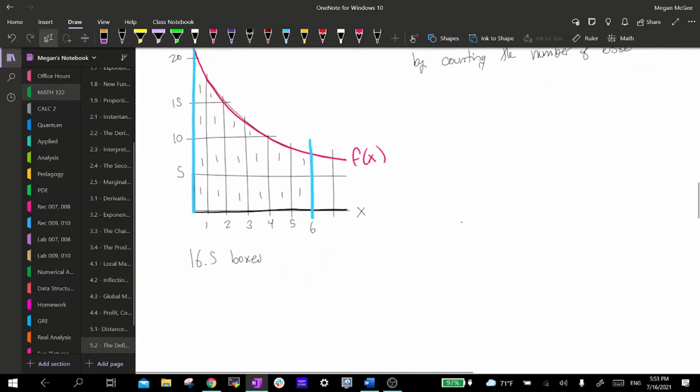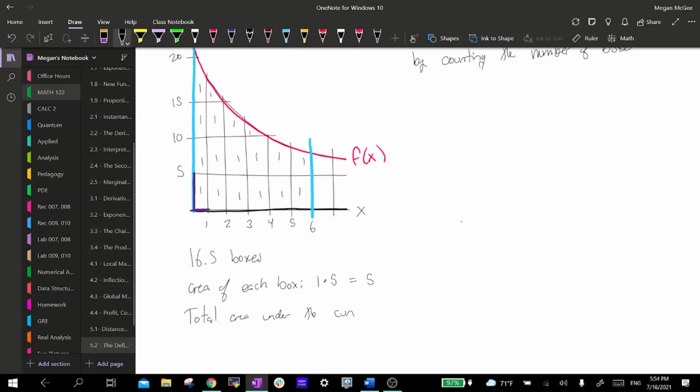Well, we need to know the area of each box. Area of each box, if they were drawn to scale perfectly. Well, that's our length times our width. Let's see, I've got so many colors going on. Let's use purple. Our length times our, in this case, our height. Alright, so we have 1 times 5 gives us 5. So our total area under the curve is approximately 16 and a half boxes times their area. Alright, so times 5, which gives us 82.5, roughly.